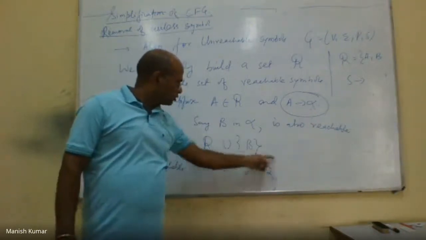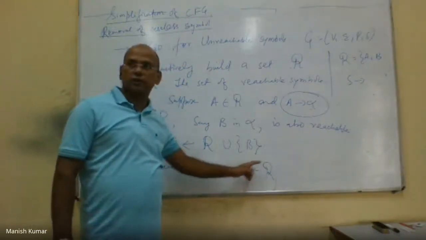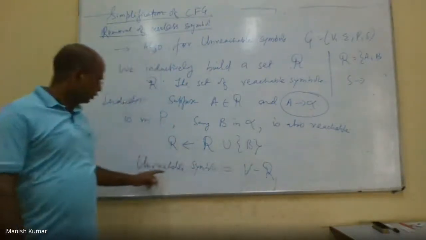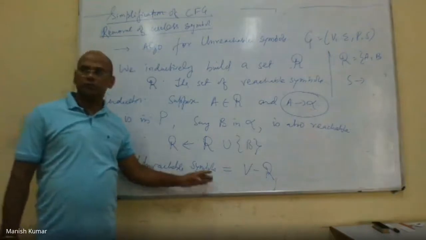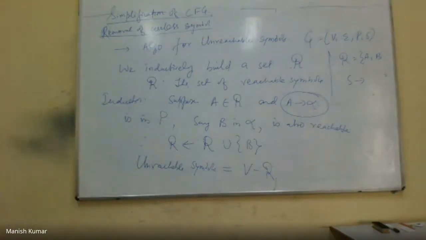So once you get this reachable symbol set, subtract it from this. Whatever symbols come out will be the unreachable symbols. Fine. This is one algorithm for this.